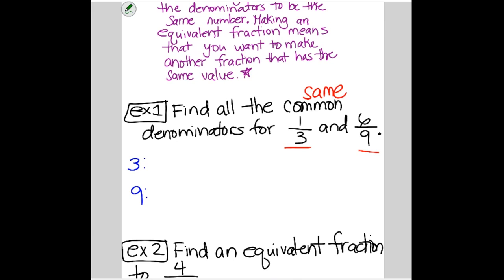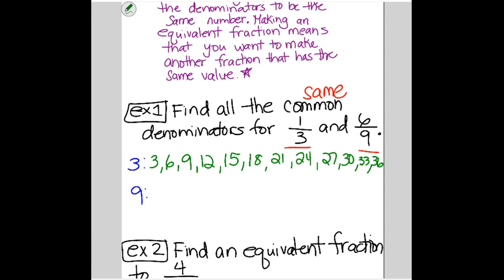So let's get started with the 3s. So I'm just doing 3 times 1, that's 3. Times 2 is 6. 9, 12, 15, 18, 21, 24, 27, 30, 33, 36. I'm going to stop here. We could keep going, but I think we'll find a good amount right now. We could go on forever, but I usually stop at the first 3 to 5 common denominators that I can find. All right, now let's do for our 9s.